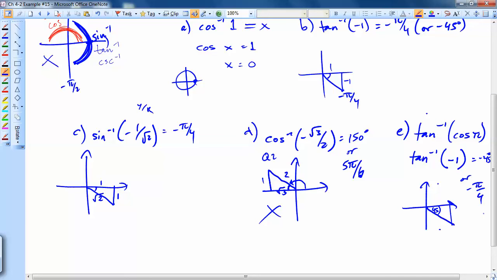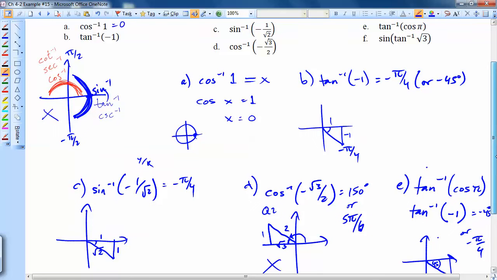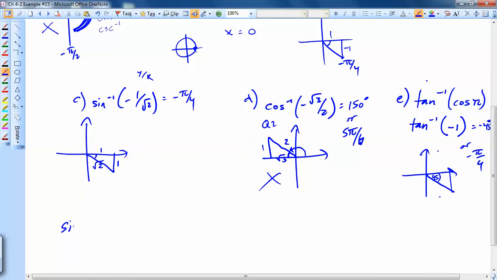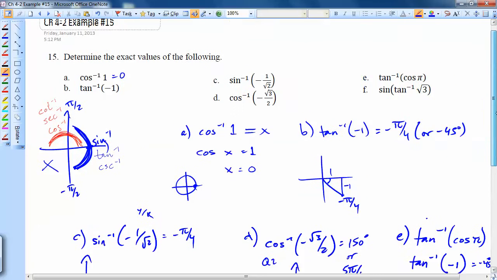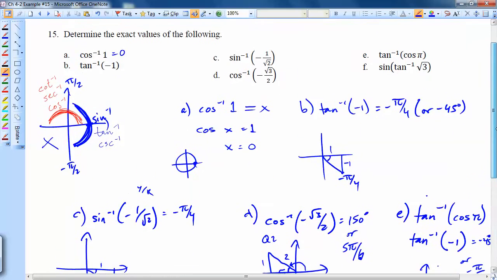And then we've got one other one, it's F. Sine of tan inverse of root 3. Sorry my writing's so messy. I'm writing vertically here, not in a convenient way.